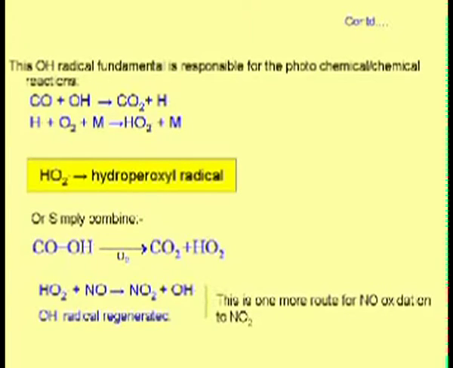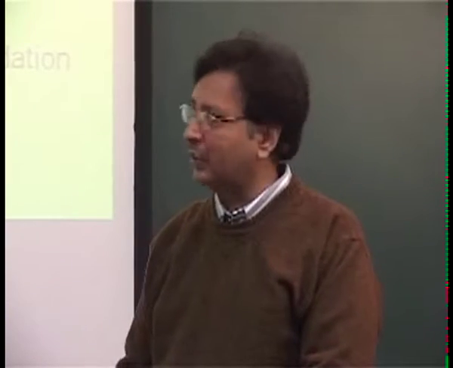Now the interesting part is you can summarize these two equations in simple form: CO plus OH radical, with plenty of oxygen, gives CO2 and HO2. And this HO2 is capable, and rather hugely capable, of oxidizing your NO to NO2.